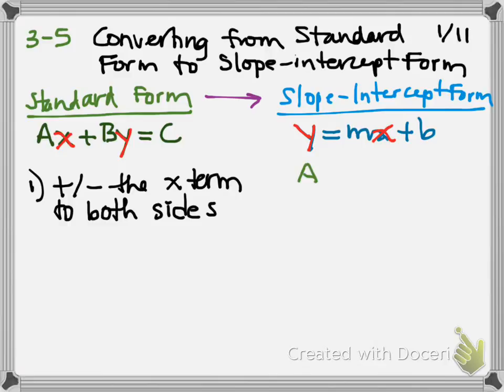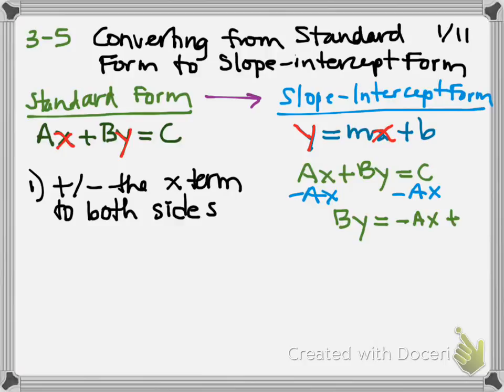So we have ax plus by equals c. The first thing we're going to do is subtract the ax from both sides. Now remember, the only variables that we actually have are the x and the y, so the a, b, c are not variables, they just represent numbers. So at this point, we're at by equals negative ax plus c. Remember with the slope-intercept form, the x term always comes after the equals.